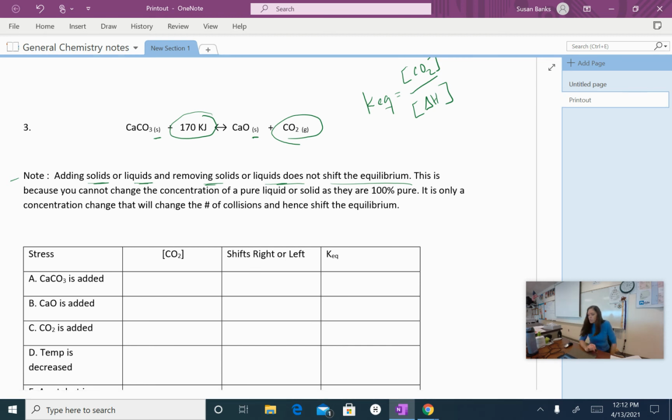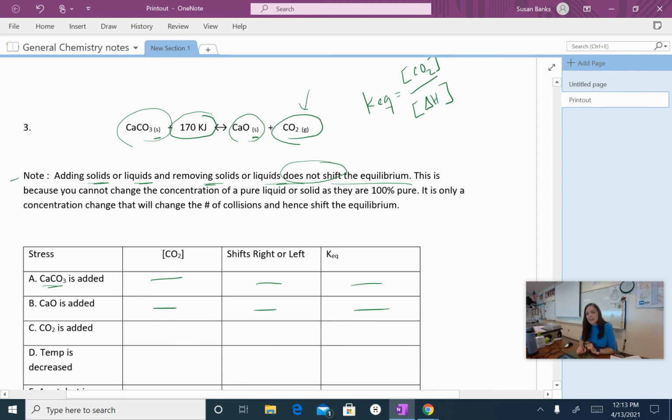Okay? So, stress. We add calcium carbonate. Calcium carbonate is a solid. So remember, it does not change. So none of this is going to change. No change. Calcium oxide is added. Once again, that is a solid. It doesn't shift the equilibrium. No change whatsoever.